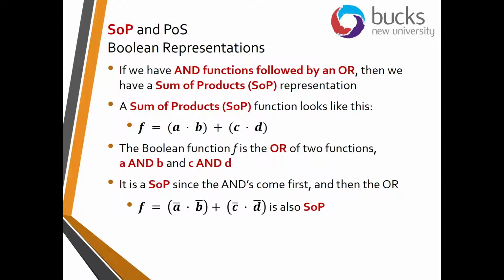If we were to invert any of the inputs, so here I've inverted all of them, we've got not A and not B, or not C and not D. That's also sum of products, because nots don't affect whether it's a sum of products or not. It's the AND into OR that makes it a sum of products. So it's the relationship between AND and OR gates that affects whether it's a sum of products or product of sums, not the inverters or not gates.